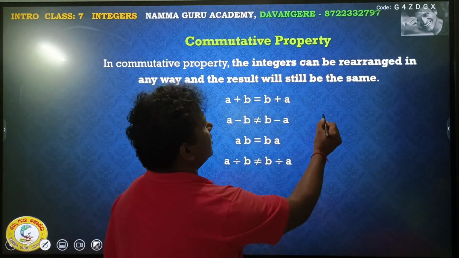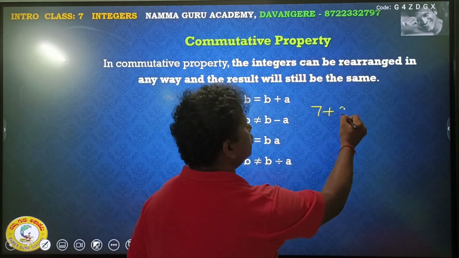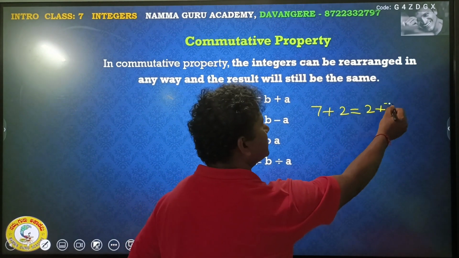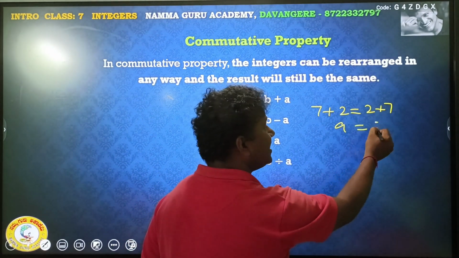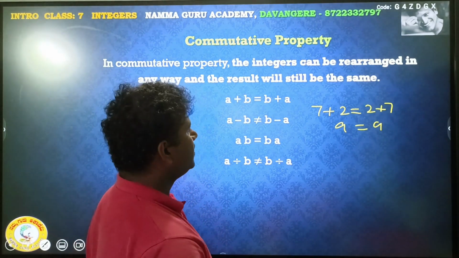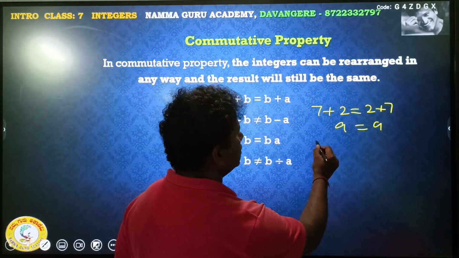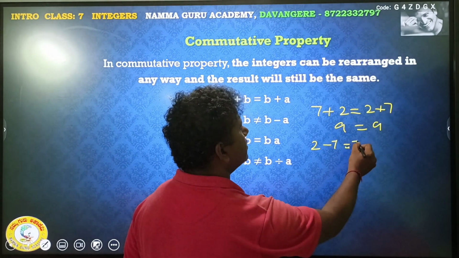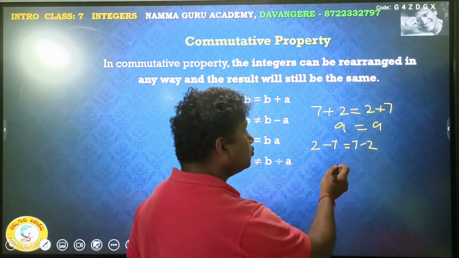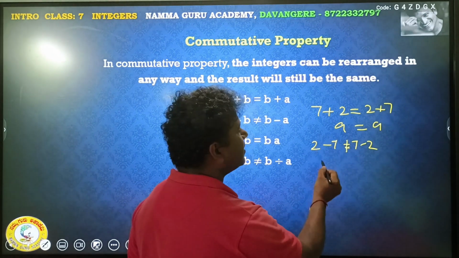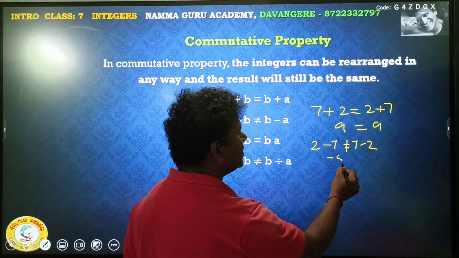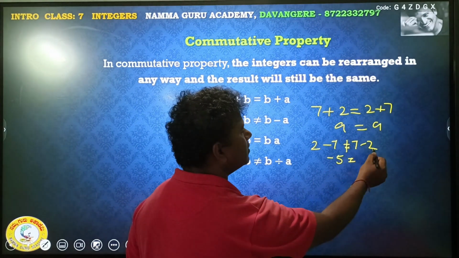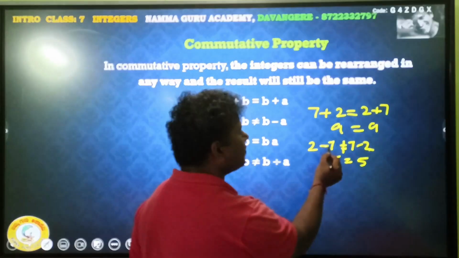Here I told you, if you add 7 plus 2 or 2 plus 7, you are going to get the same answer. In the same way, if you subtract 2 minus 7 or 7 minus 2, you are not going to get the same answer, because it becomes minus 5. Here it becomes plus 5 because of the bigger number's sign.